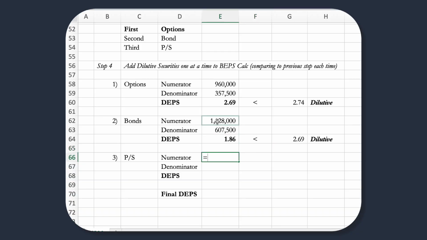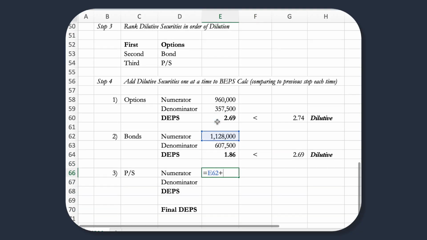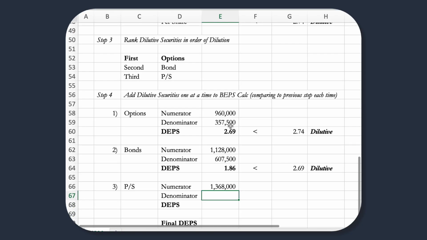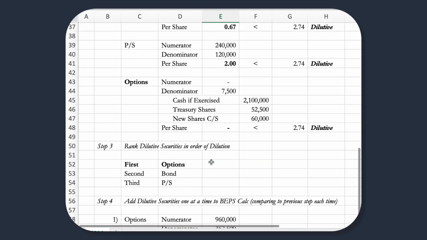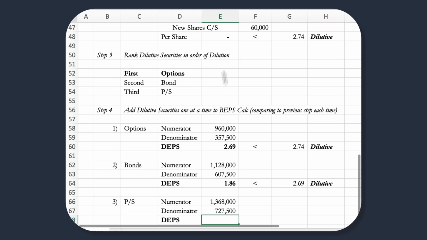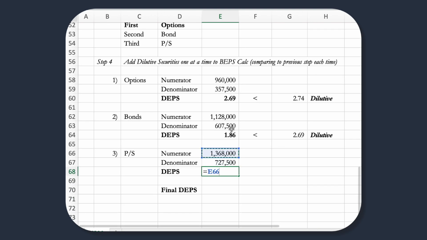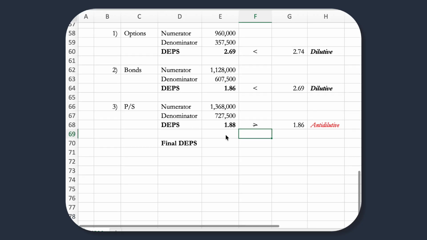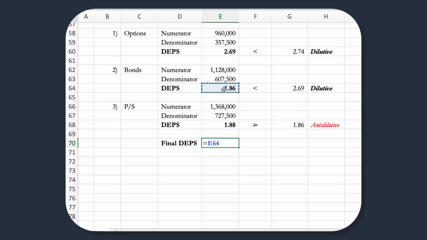And I'm going to start with my numerator effect of the bonds from the last step and add the numerator effect if all the preferred shares were outstanding. So I'll add $240,000. That would be the preferred dividends that I would avoid if they were all converted. Then I'll start with my denominator effect of the bonds from the last step and add the denominator effect of the preferred shares, which would be the new shares that would be outstanding if they were converted. And I will get my new diluted earnings per share calculation. It's 1.88. I need to compare it to the last step, and it is actually higher. Right? So I do not want to start here. This is anti-dilutive. It is not smaller, right? It is not in fact smaller than 1.86. So 1.86 is how low it can go. And that is our final diluted earnings per share number, 1.86.